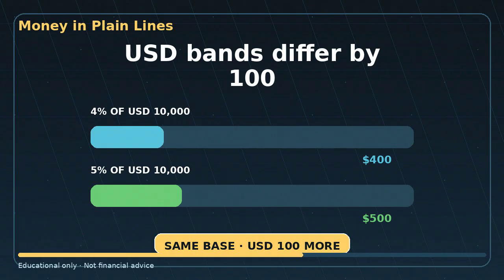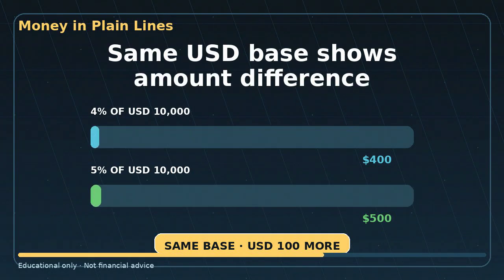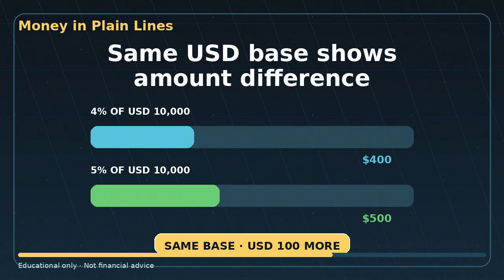Notice that the $100 amount change is not the percentage point calculation. Percentage points compare 4% with 5%. The USD bands compare two illustrative amounts created from the same $10,000 base. Keeping rate, amount, and comparison base in separate labels prevents a valid arithmetic example from becoming a vague claim.